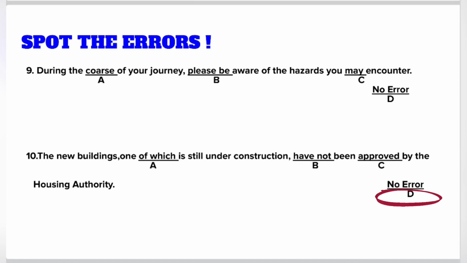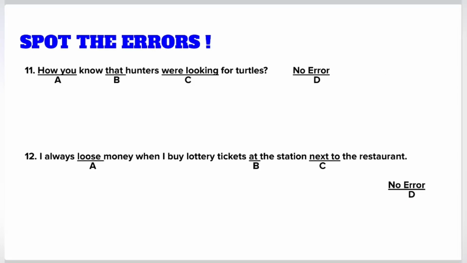Bingo. The answer is D. No error. Number 11. How you know that hunters were looking for turtles? Good choice. The error here is A. The word do is missing. How do you know that the hunters were looking for turtles? That one was pretty easy.